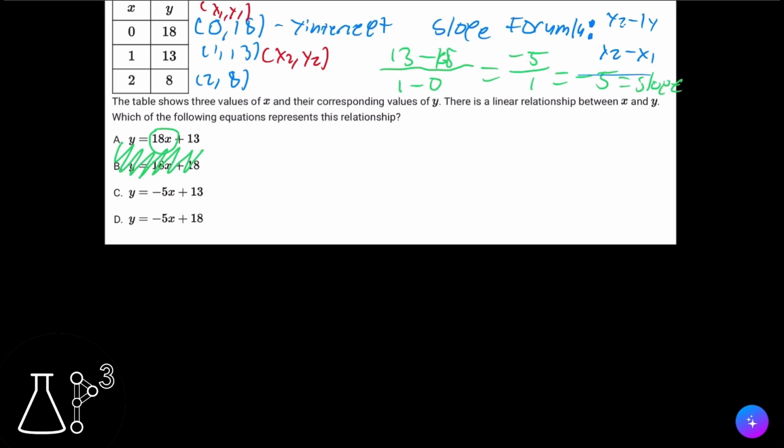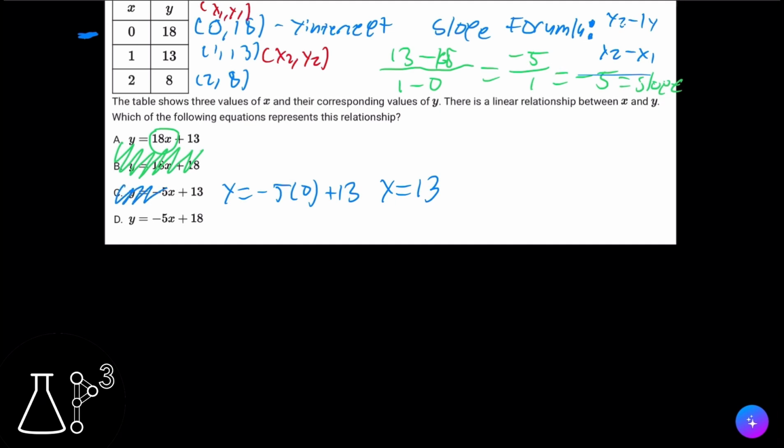But now what I want to look for is what happens when I plug in x. I should get the y-intercept of 18, because we stated over here that when x equals 0, y equals 18. So let me plug in C first. If I plug in 0 for x, I get y equals negative 5 multiplied by 0 plus 13, which ultimately equals positive 13. Well, we need positive 18, not 13. Therefore, my answer is D.